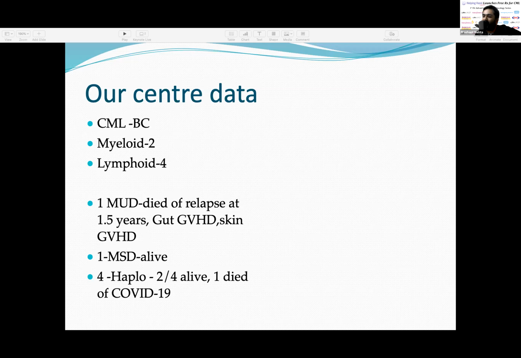There's one matching sibling donor, he is alive. Four haplos we did for CML BC, two out of those four are alive, but one out of these four died recently of COVID-19. So you could say that three out of four were actually doing pretty okay, and these were long-term survivors, more than three years, all of these.